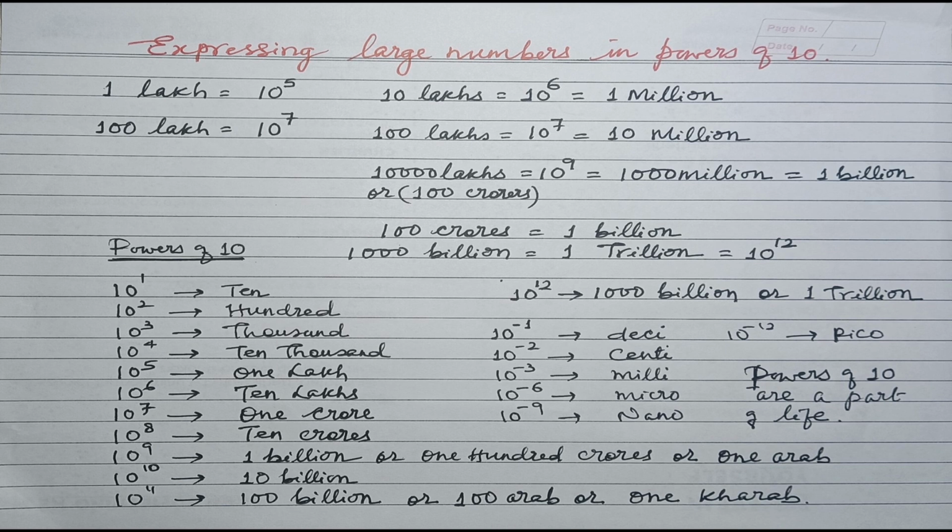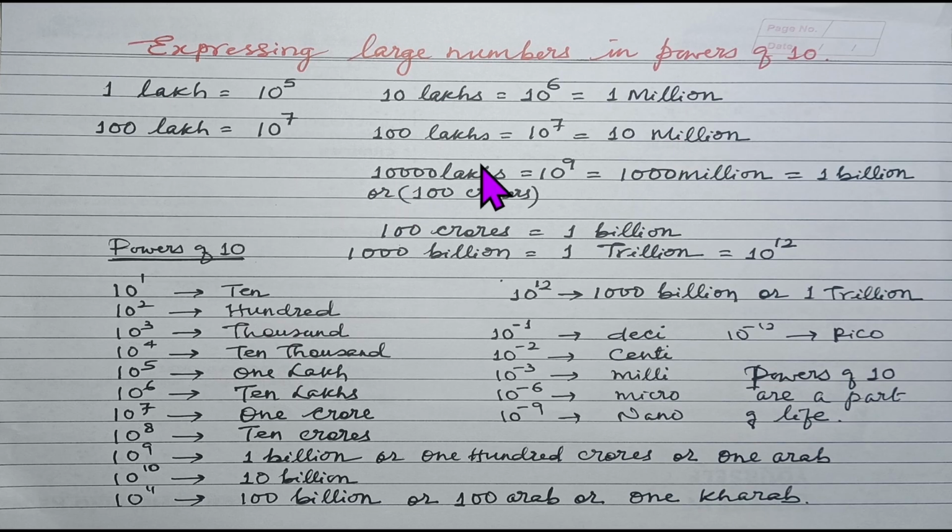So let us also understand how the powers of 10 can be used to express large numbers and small numbers, which are used in daily transactions. Now 1 lakh is 10 raised to 5, 1 followed by 5 zeros. 10 lakhs is 10 raised to 6, that is 1 followed by 6 zeros, or we call it 1 million. 100 lakhs is 10 raised to 7, or 1 followed by 7 zeros, also called 10 million.